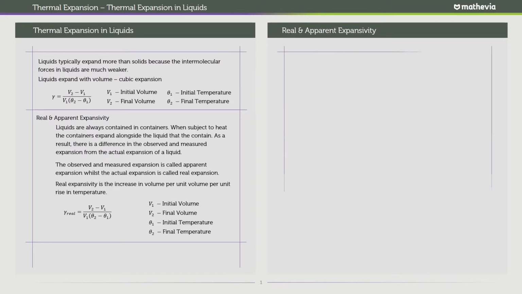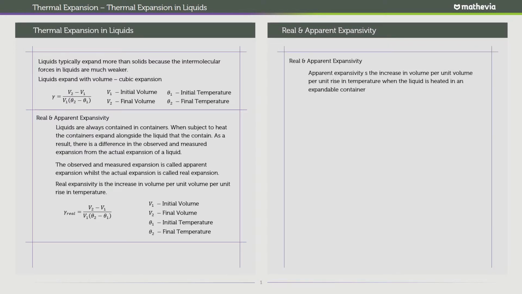For apparent expansivity, we have the increase in volume per unit rise in temperature when the liquid is heated in an expandable container. So it's the visible change, the observed change in the volume of that liquid, as opposed to what's actually happening. Like I explained, when you're heating a liquid in a container, there is a difference between what you see and what's actually happening because the container is expanding as well.